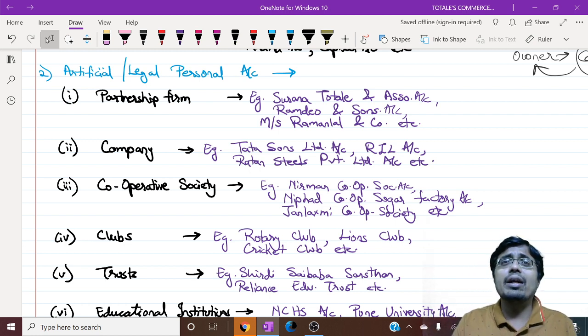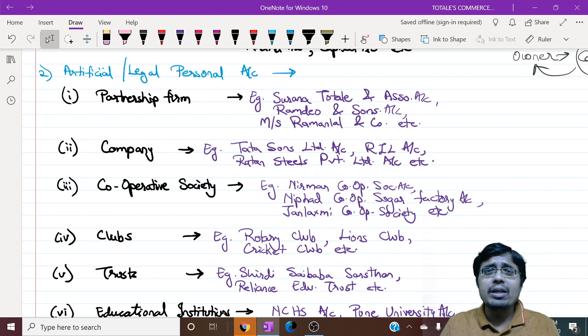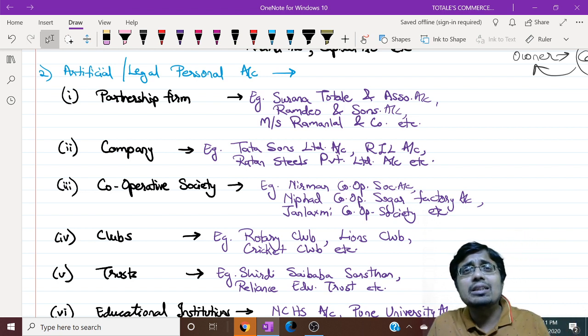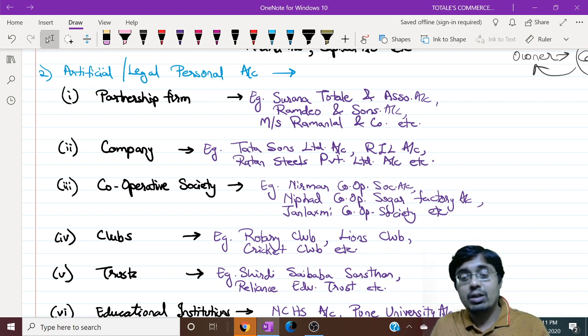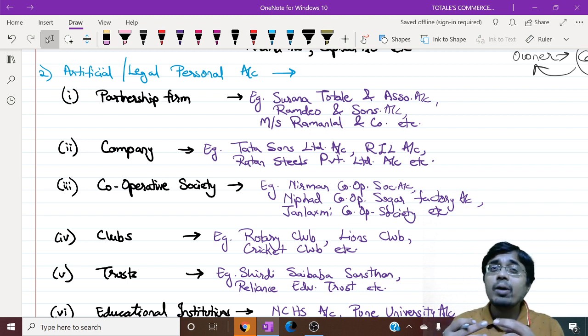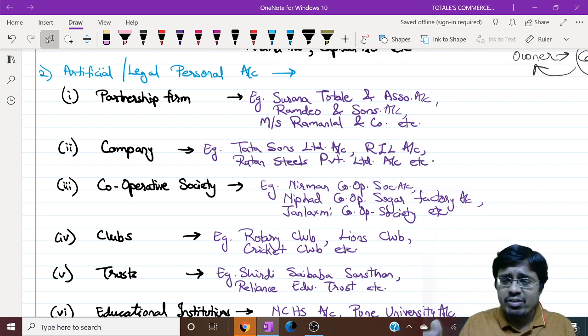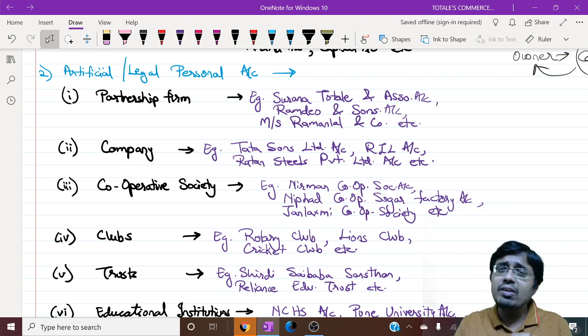Now cooperative societies. Generally, the societies in which you stay are all cooperative societies. For example, Nirman Niketan Cooperative Housing Society, Nifad Cooperative Sugar Factory. In and around Maharashtra, there are a lot of sugar factories which are cooperative in nature. Then cooperative banks, Jan Lakshmi Cooperative Society. So these are all cooperative accounts.